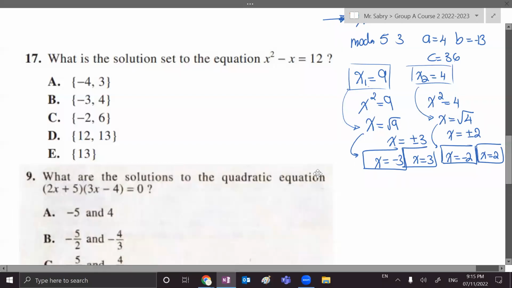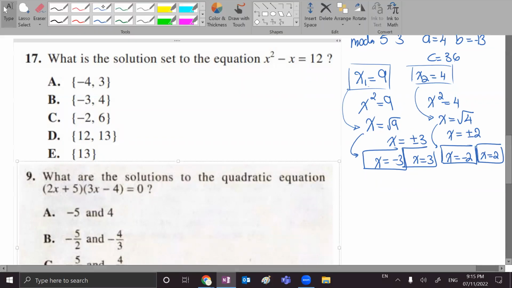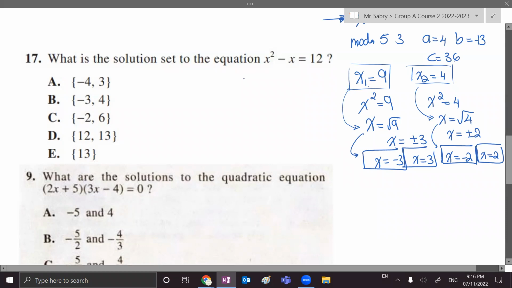Starting with 17. It says, what is the solution set of the equation this? So this is one of the easiest. All what we need to do is to write it in the standard form. يعني لازم أmove ال 12 to the other side. So I'll have x power 2 minus x minus 12 equals to 0. بعد كده modify 3 فده يديني على طول ال 2x values. هيطلع this one بكبيرة negative positive 4 and negative 3. So it's B. Any problems here?